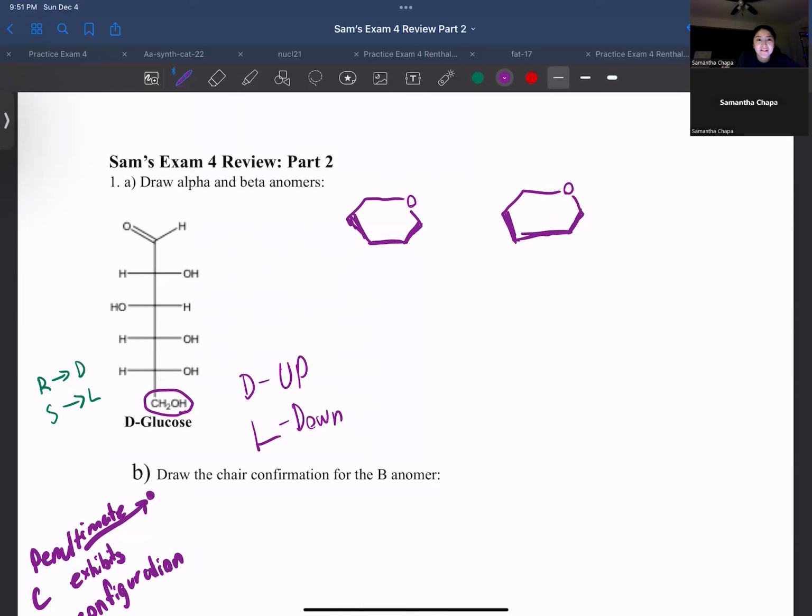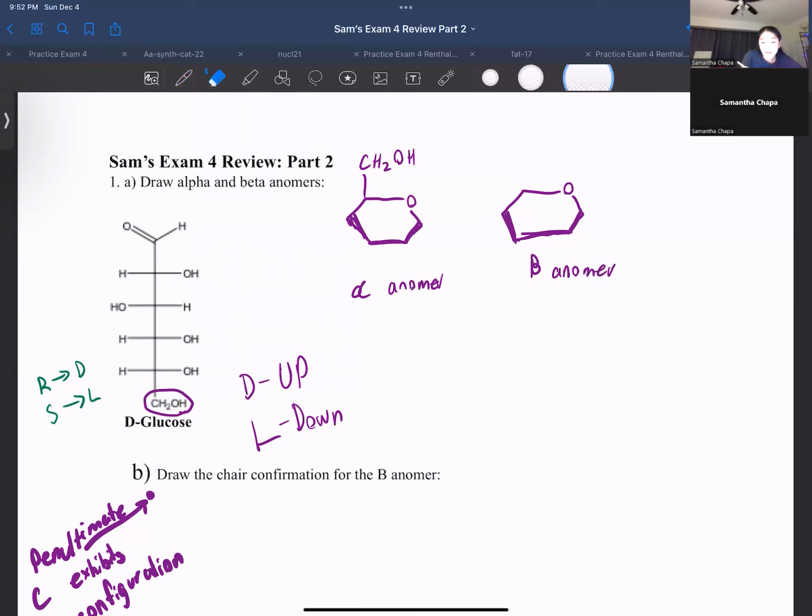And then for L, I always think like loser down. So then D up, terminal carbon goes up, H2O each, and that's good. So I'm going to say that this is my alpha anomer, my beta anomer, and we're going to go from there.